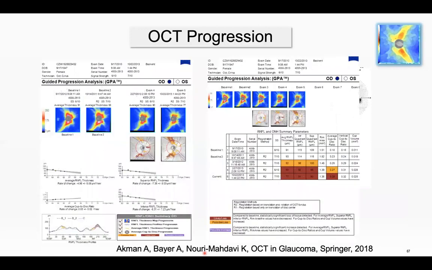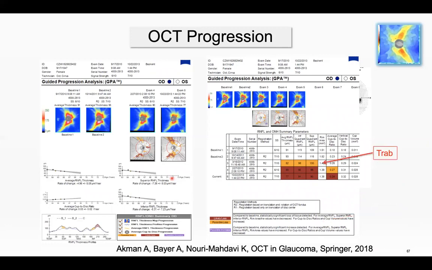When we check her GPA reports, it's a completely different story. There is a very fast progression in the right eye, losing around 5 microns per year on the average RNFL. You see from 91, 93 to 77, and around 8 microns per year at the inferior and superior quadrants. You can see it here. So, despite maximal medical treatment, she is progressing.